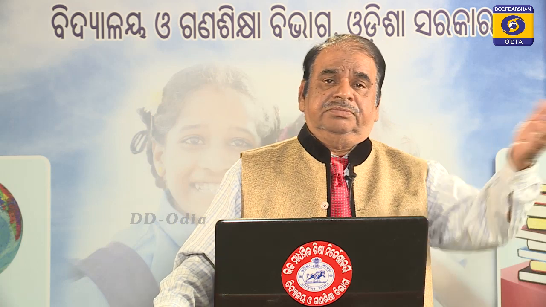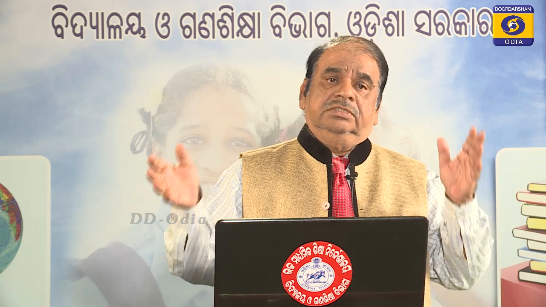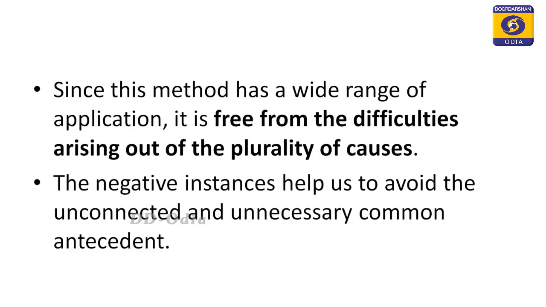We have already seen that the method of observation is always very wide in its nature. So, since it takes into account both observation and experiment, observations depend upon nature, experiments are under our control, and since this method uses both, it has a very wide range of application. Since this method has a wide range of application, it is free from difficulties arising out of the plurality of causes.